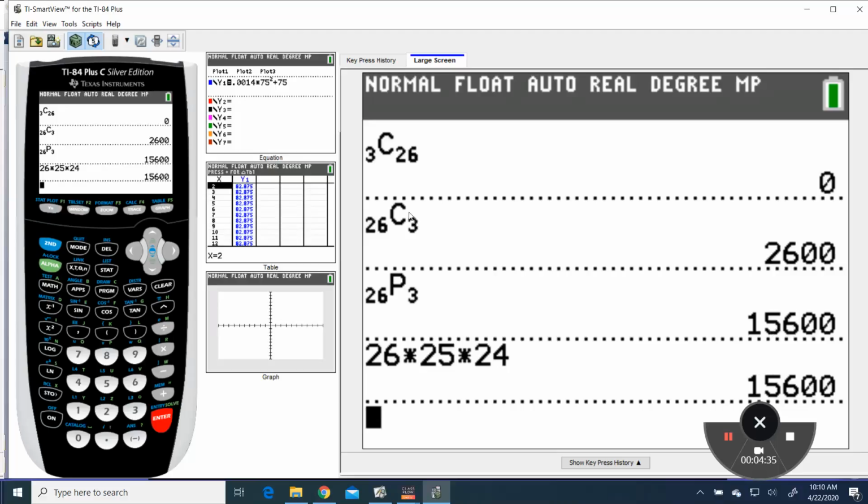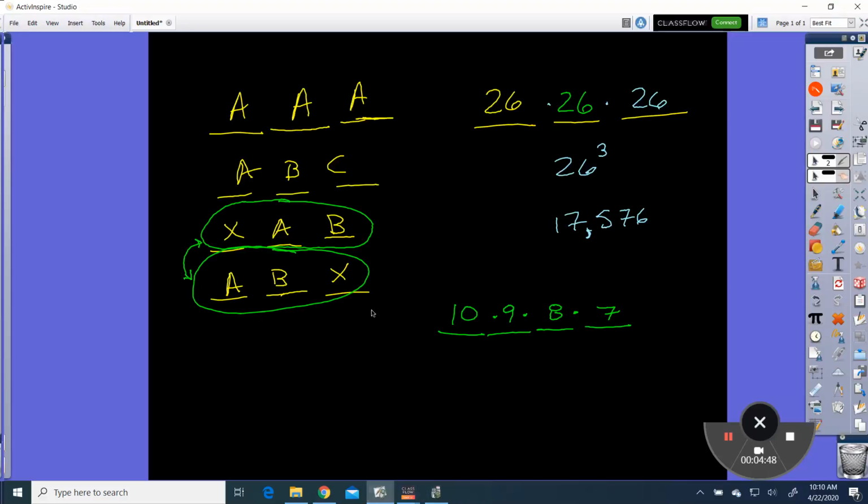So this is the number of ways you can take out 3 letters together, and this is the number of ways that you can take out 3 letters together as well. But here's the difference. They're called combinations and permutations. In a permutation, the order matters. And in this one, order doesn't matter.